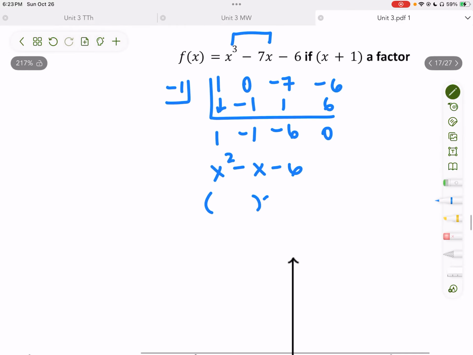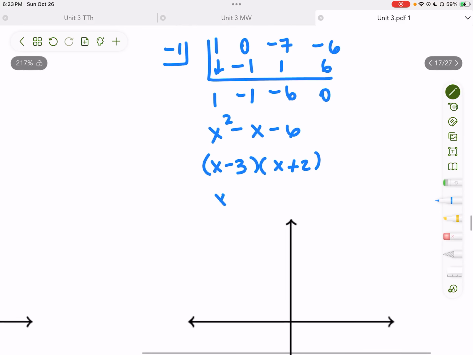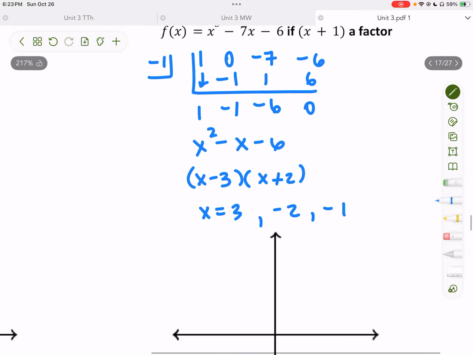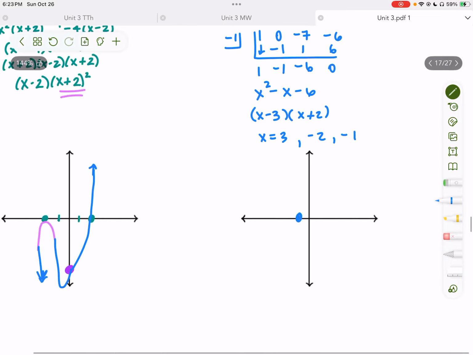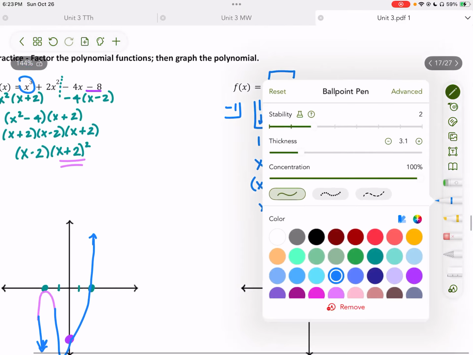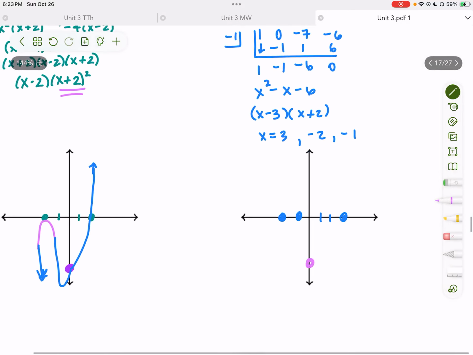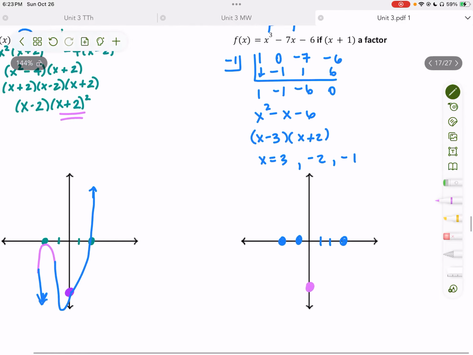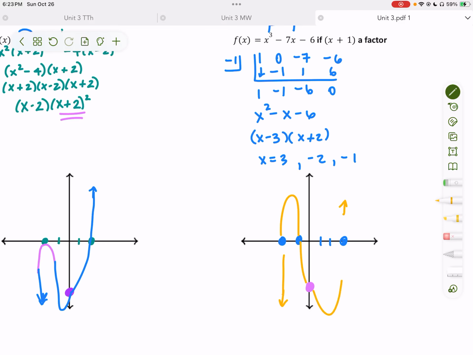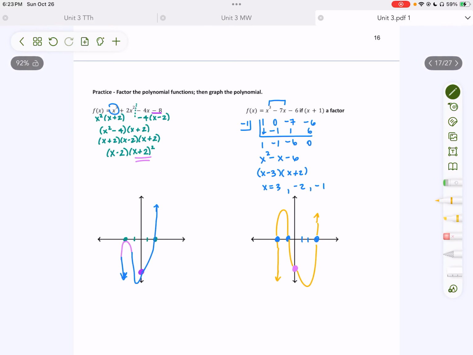This one needs factoring as well. X minus 3, x plus 2. So we have an intercept at 3, -2, and -1. -1, -2, 1, 2, 3. And then a y-intercept at -6. And this is also a power of 3. So I know my end behavior is going to look like this. And now we just follow it along. No multiplicities here.